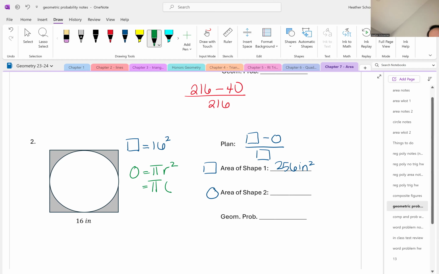Okay, now this time I gave you the distance all the way across. Well, that's the diameter. We don't need the diameter. We need the radius. So the radius is halfway. So the radius is 8. So the area is 64 pi.